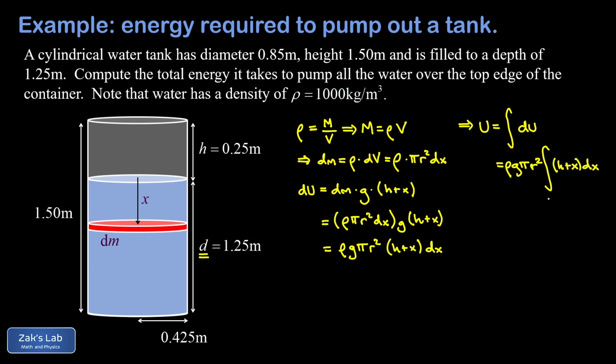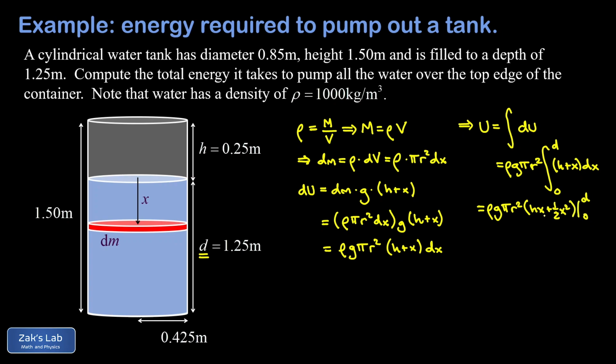Now the limits of integration here have to cover chopping this water into disks all the way from the top surface to the bottom of the tank, and that's as x goes from 0 to d. So the constants out in front are just spectators here. And when I integrate h plus x, I get hx plus 1/2 x squared. And I want to evaluate this from 0 to d.